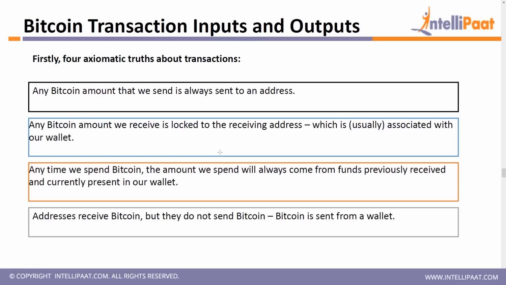Bitcoin transactions, inputs and outputs. Firstly, four axiomatic truths about transactions. Any Bitcoin amount that we send is always sent to an address. You need to have a recipient address in order to send any Bitcoin.